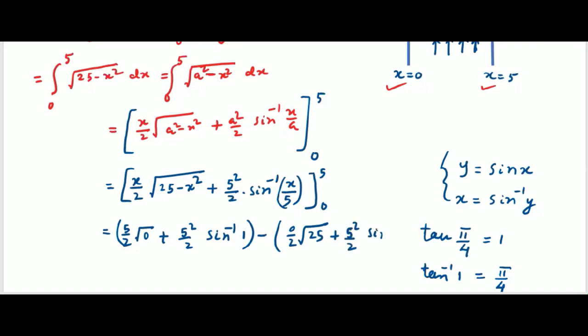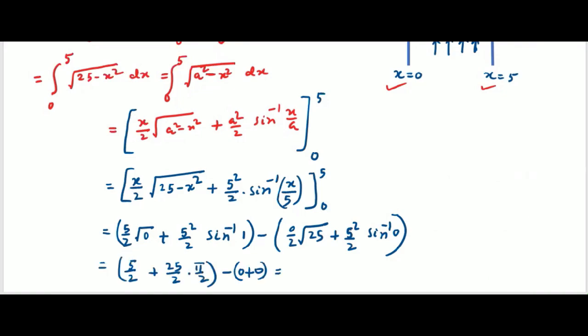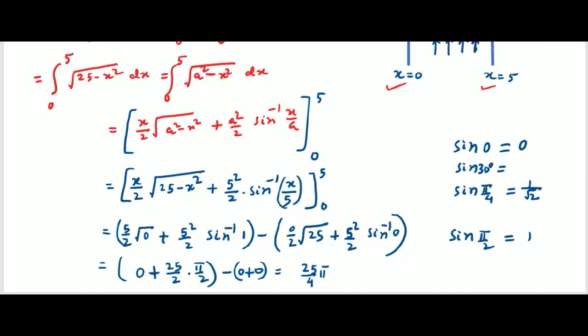But here sine inverse 1 is 90 degrees, and sine inverse 0 is also 0, because sine 0 is 0. These things you remember. Sine 0 is 0 and sine 90 is 1. All values will be between 0 and 1. In between, sine 45 is 1 by root 2. This much only you remember. So 25 pi by 4, that's all.